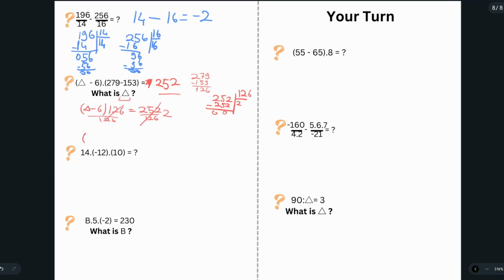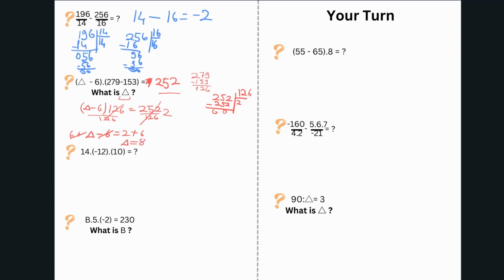So finally we have triangle minus 6 equals 2. We can add 6 to both sides. These will cancel each other out. Triangle will equal 8. Now let's do this one.